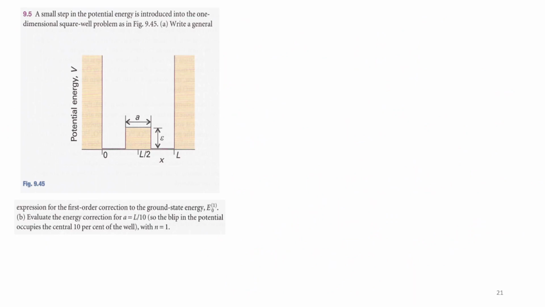Now we'll move on to the next problem, which is a small step in the potential energy is introduced. The question is from Atkins. A small step in the potential energy is introduced in a one dimensional square well problem in this figure. So we need to write a general expression for the first order correction to the ground state energy and evaluate the energy correction for a equal to L by 10. So the blip in the potential occupies the central 10% of the well with n equals 1.